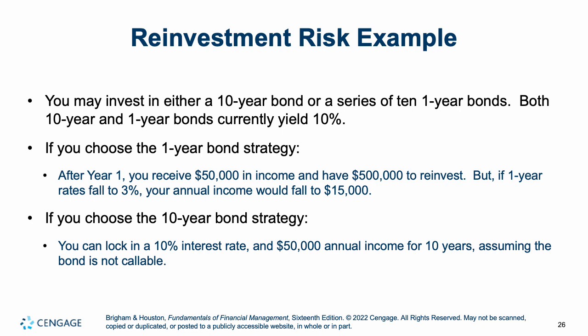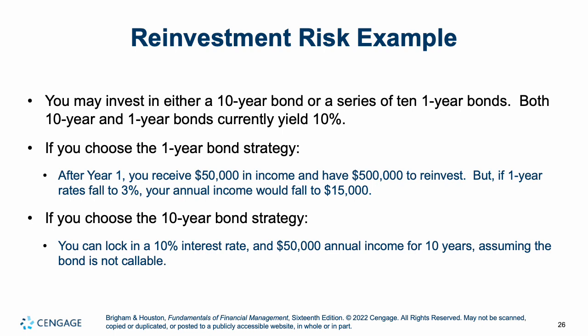So in theory, we should earn $50,000 per year in interest by doing this. But if we choose the 1-year bond strategy, after year 1 we'll get $50,000 in income and we have $500,000 to reinvest. So we live off the $50,000 in income, we take our $500,000 and we're going to invest it again. But if 1-year rates fall to 3%, your annual income would drop to $15,000. We're going to have a tremendous amount of reinvestment risk. So since we only locked up our money for a year, if we reinvested a year later and rates drastically changed, we're going to have a great deal less income. But if we can lock in a 10% interest rate and $50,000 annual income for 10 years, that's going to be much more predictable.